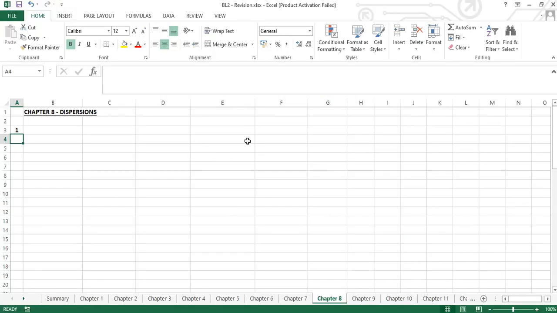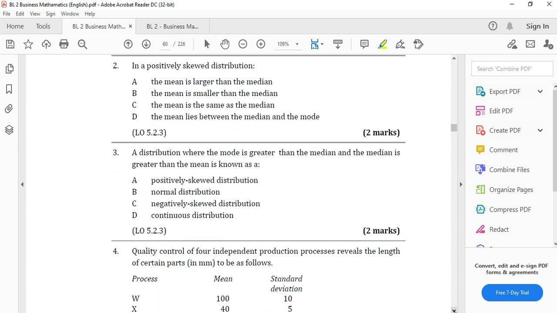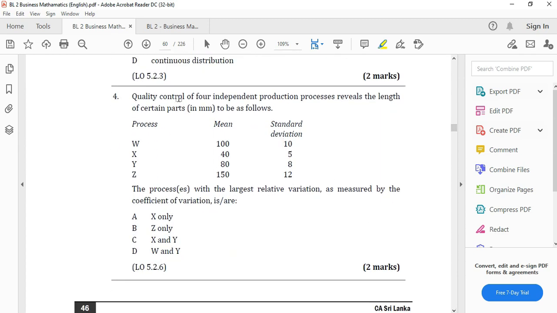Okay. So, next let's move to question 4. So here it's an easy question. They are saying quality control of four independent processes reveals the length of certain parts in millimeters as follows. So the mean length for each process is given, and the deviation of the actual data from the mean is also given. Okay, so I told you standard deviation is the deviation from the actual data. So they are asking what is the process with the largest relative variation measured by the coefficient of variation.